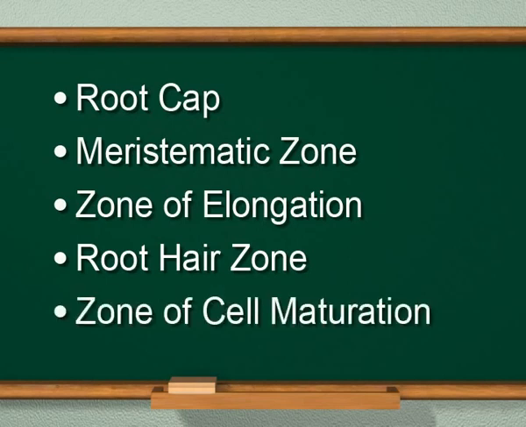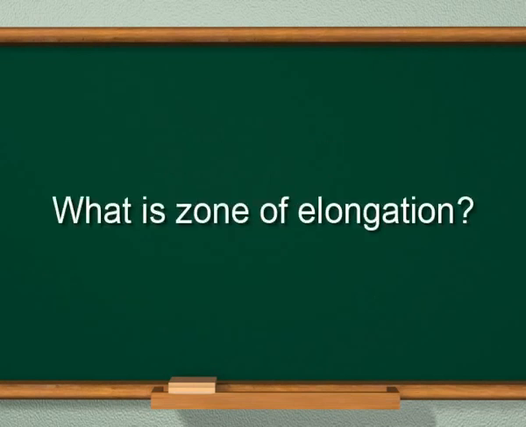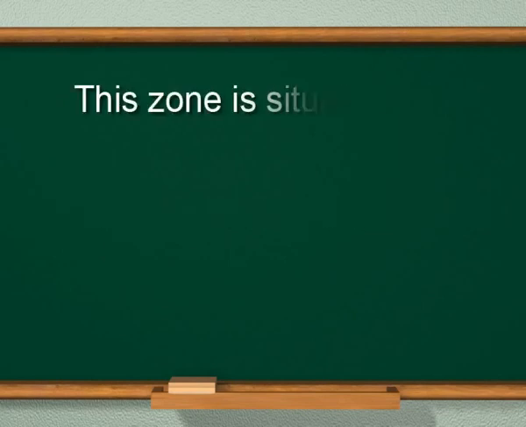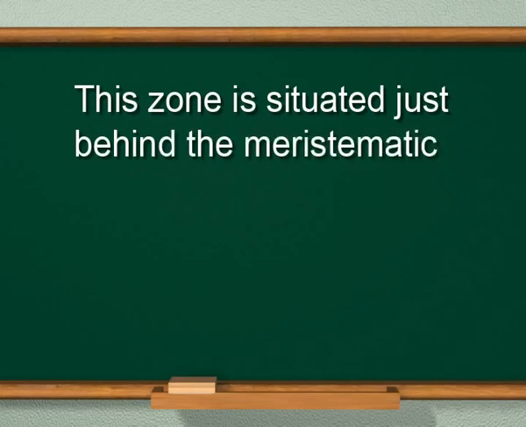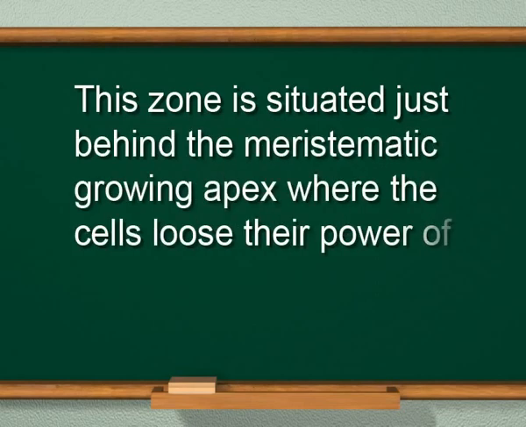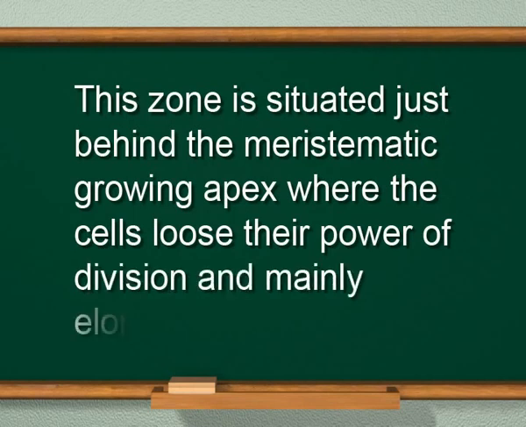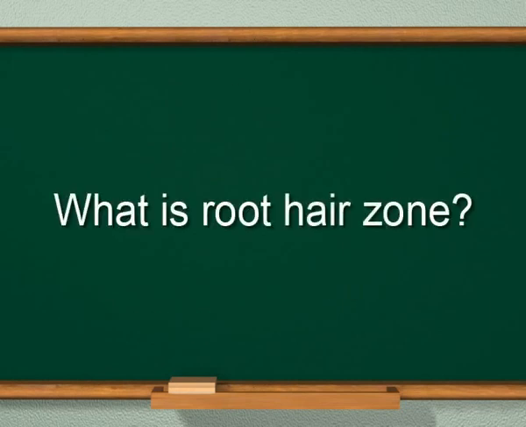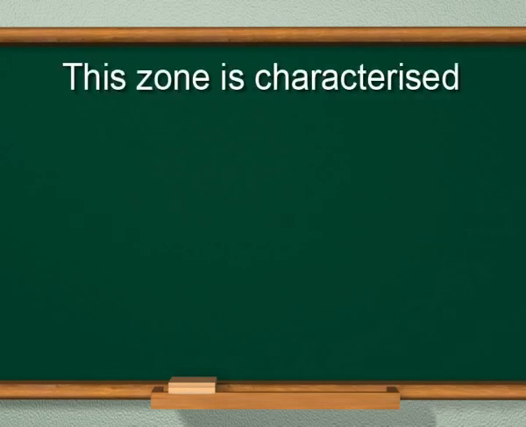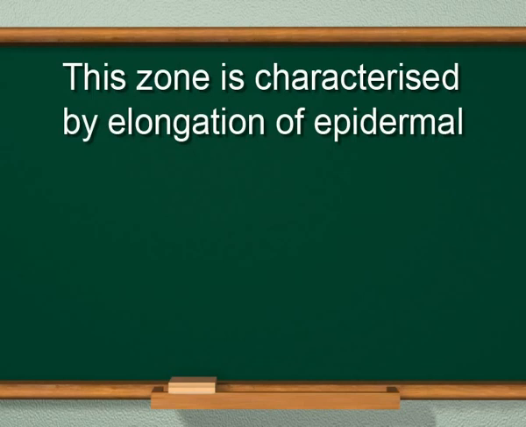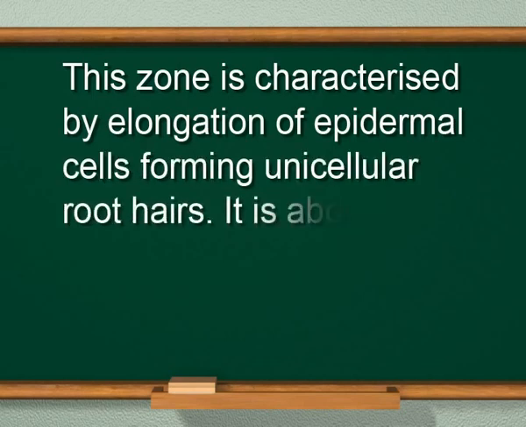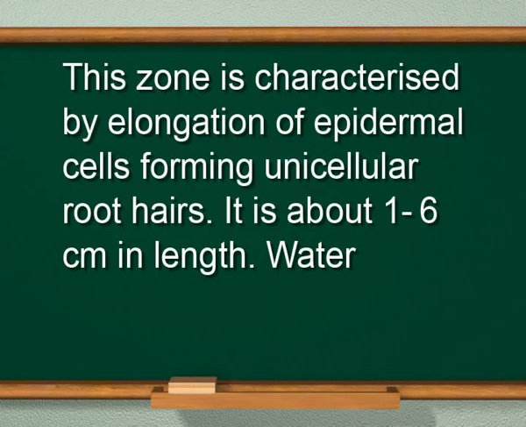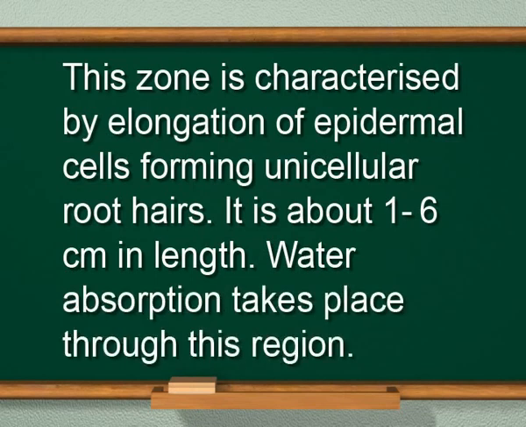zone of cell maturation. My next question is, what is zone of elongation? Answer: this zone is situated just behind the meristematic growing apex, where the cells lose their power of division and mainly elongate. Next question: what is root hair zone? Answer: this zone is characterized by elongation of epidermal cells forming unicellular root hairs. It is about 1 to 6 centimeters in length. Water absorption takes place through this region.